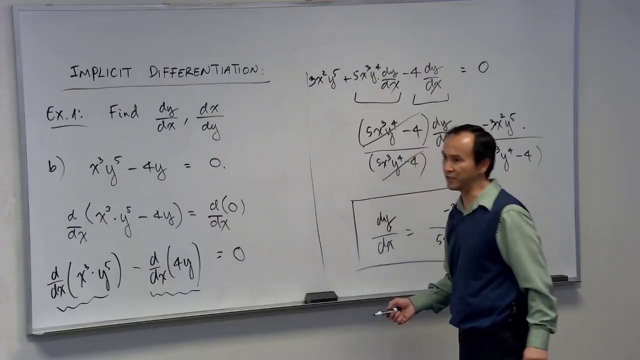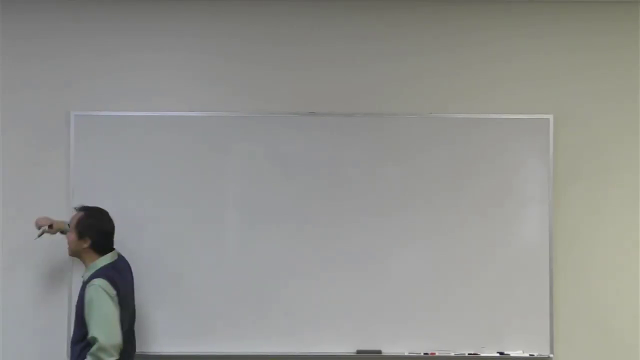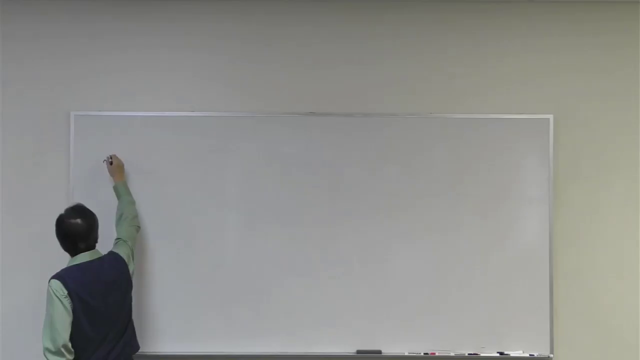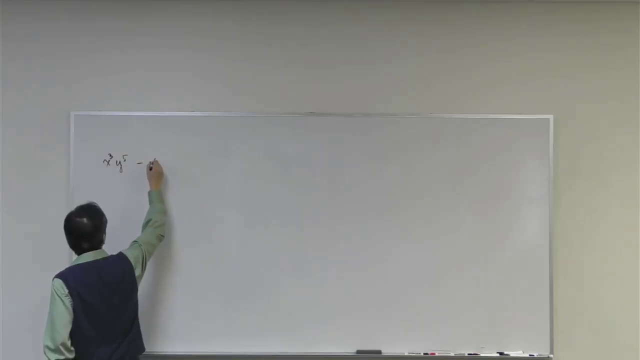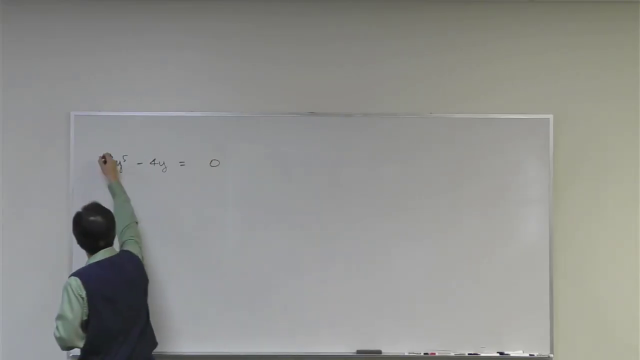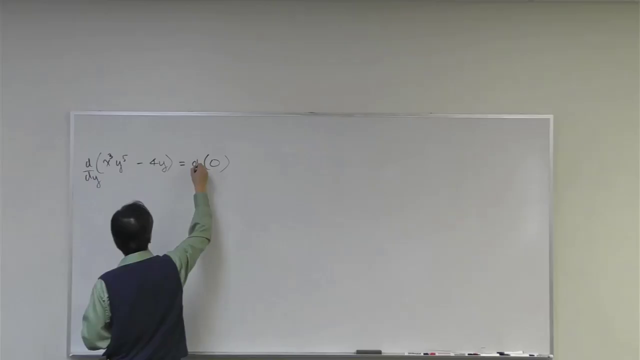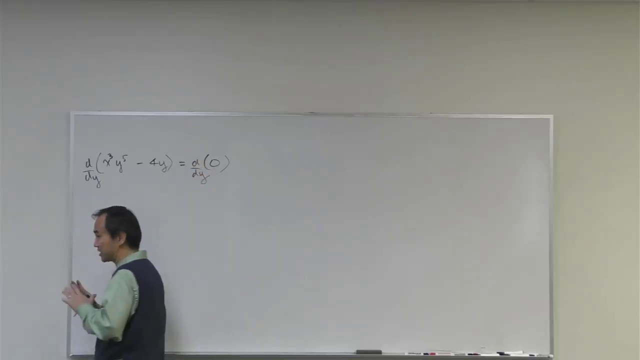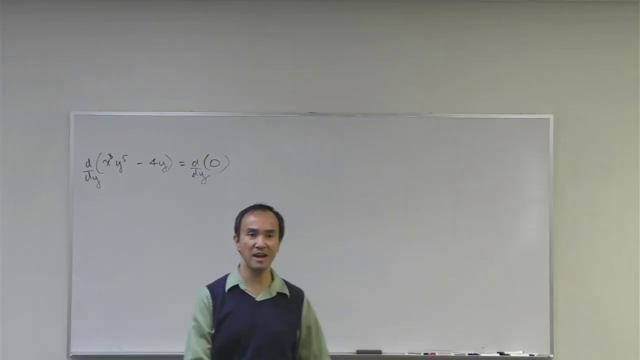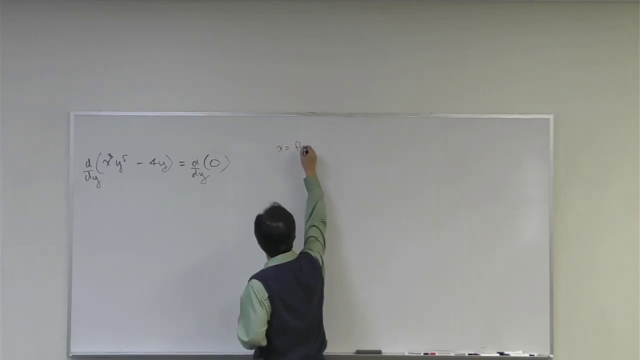And before I move on, or maybe let me do the other route. So we found dy/dx, but the same equation we were also asked to find dx/dy. So let me now rewrite it. We've got x cubed in product with y to the fifth, subtracting 4y, equal to 0. Everybody following? This time, let's take the derivative of both sides with respect to y, treating y as the variable. And we understand that behind the scenes, implicitly, x is some function of y.